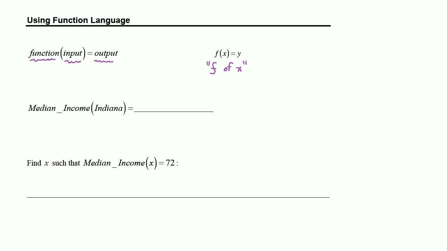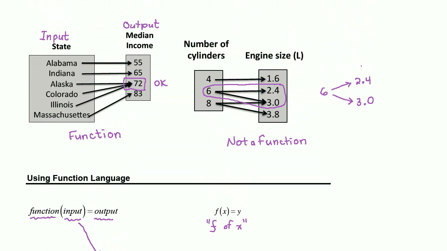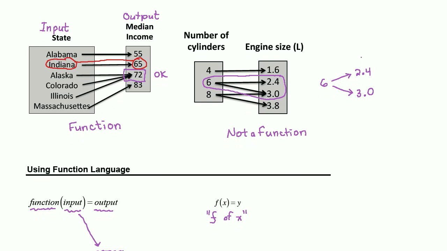So for example, we can refer to our first function in the relation diagrams above, median income. We're going to name that function median income, and we're asked to find the median income of Indiana. I can see that Indiana is in the place of the input variable, so that tells me that Indiana is the input, and I am looking for the output associated with the input Indiana. Coming back up to this diagram, I would find Indiana, trace over to my output of 65, and use that 65 as my answer.